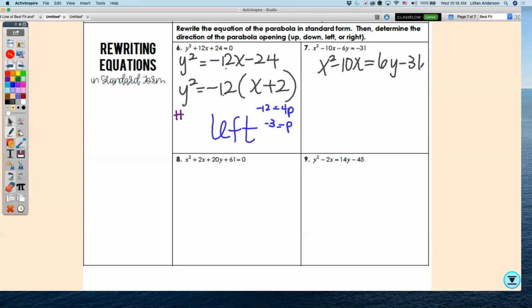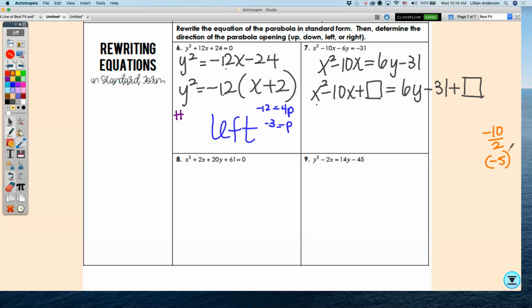Here we are going to need to complete the square because it needs to be in that x minus h squared form. So remember, when you're completing the square, whatever you do to one side, you have to do to the other. How do I complete the square? I take my b value, which is -10, divided by 2, then I square it, so 25 is the completed square.